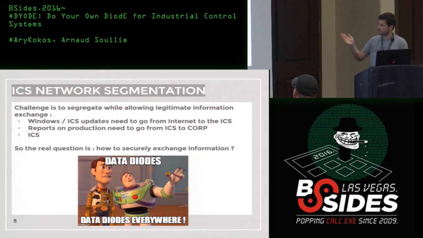Two simple use cases. The first one, sometimes people want to perform security updates on their ICS. Not so frequent, but it happens. So there's a legitimate need to be able to transfer the updates from the corporate network or from the internet to the ICS. And the other use case is the need to export some production data from the ICS to the corporate network to be able to design dashboards for the COMEX. A solution to that is the use of data diodes.